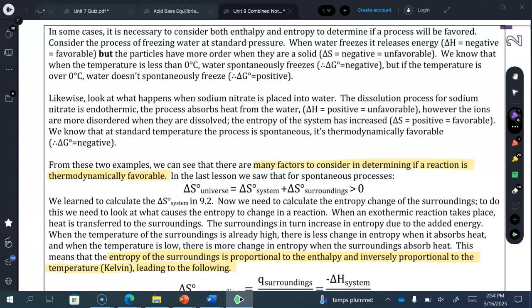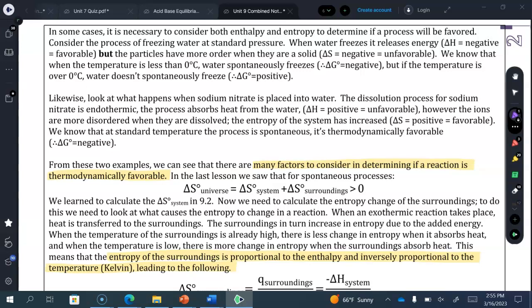Likewise, we can look at what happens when sodium nitrate is placed into water. The dissolution process for sodium nitrate is endothermic. So the process absorbs heat from the water, so delta H is positive and unfavorable. However, the ions are more disordered when they are dissolved, thus the entropy of the solution has increased, so delta S is positive and thus favorable. We know the process is spontaneous at standard temperature, so 298 Kelvin or 25 degrees Celsius. This means that it is thermodynamically favorable and that delta G is negative. So the temperature is high enough to make this process favorable.